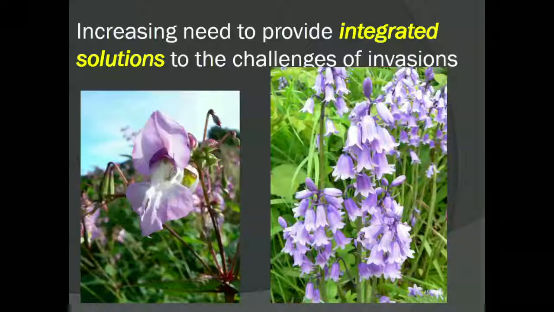Increasingly, there's a need to provide integrated solutions to the challenges of these invasives. There's Himalayan balsam there, and particularly in the context of Brexit, we have Spanish bluebell now diluting our native bluebell populations, and people get terribly upset about this.